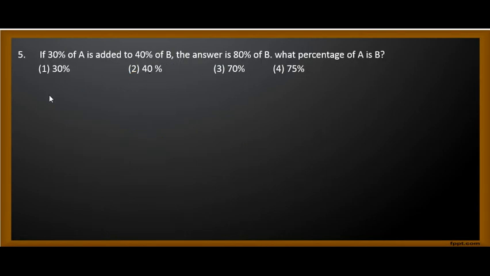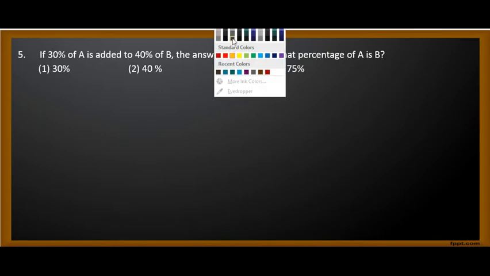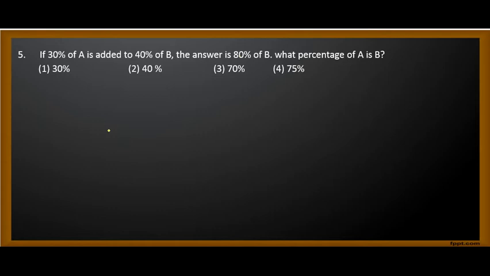Next one, what is given here? If 30% of A is added to 40% of B, 30% of A plus 40% of B is equivalent to 80% of B. This is the extension of the previous question. Then what percentage of A is B?